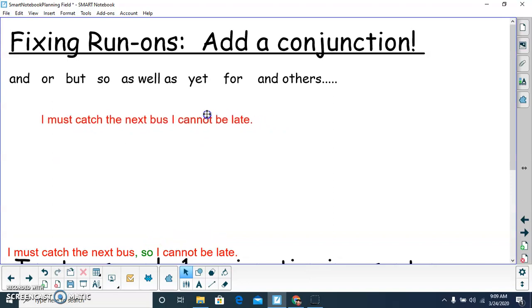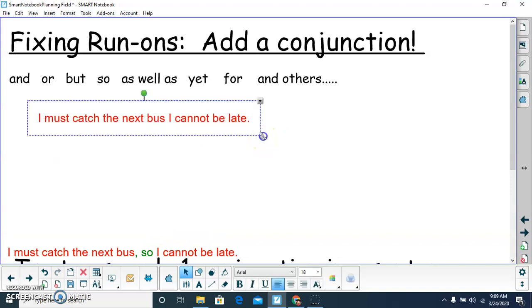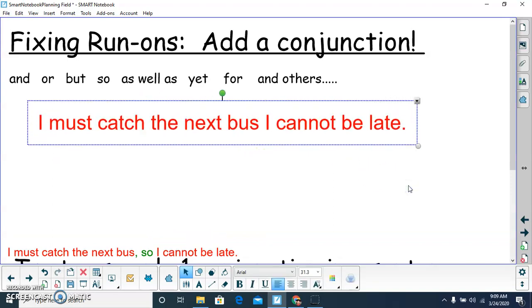So for example, we have this sentence here. I must catch the bus. I cannot be late. So I have two ideas here: catching the bus, and not wanting to be late. What I do is insert a conjunction where one idea ends and another one begins. The first idea clearly is catching the bus, and the second one is about being late.